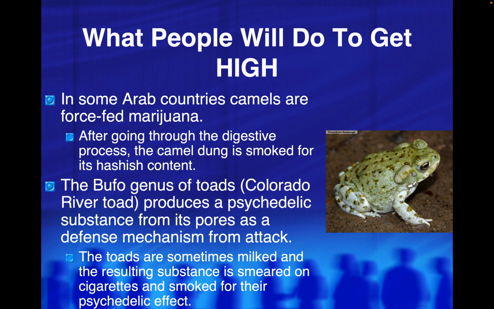In some Arab countries, camels are force-fed marijuana. After going through the digestive process, the camel dung is smoked for its hashish content. The Bufo genus of toads, the Colorado river toad, produces a psychedelic substance from its pores as a defense mechanism from attack. The toads are sometimes milked, and the resulting substance is smeared on cigarettes and smoked for its psychedelic effects. And that's what it looks like if you ever see one. You guys have them, they're in the Grand Canyon. So, there you go.